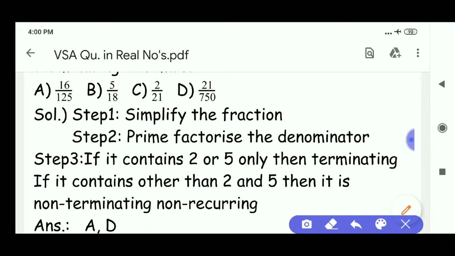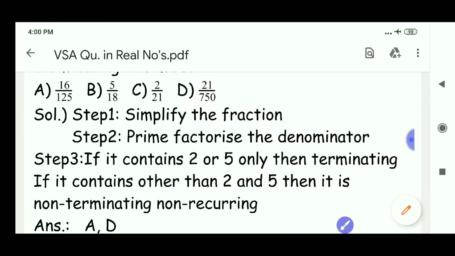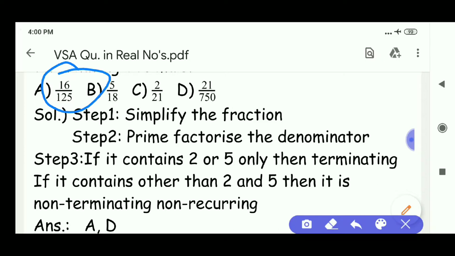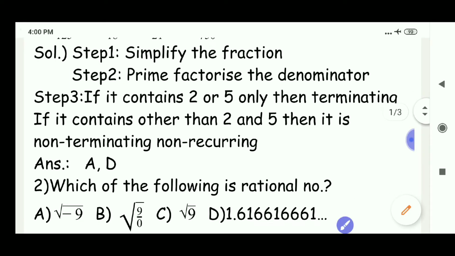Here, observe D, 21 by 750. By simplification, it becomes 7 by 250. The denominator is 250. By prime factorization, it contains only 2 or 5. So, the answer is A, 16 by 125 and D, 21 by 750. Now, let us go for the next question.